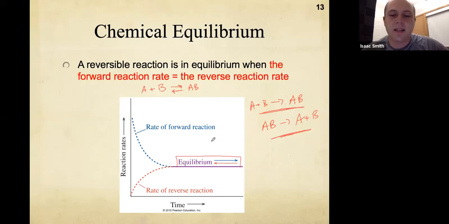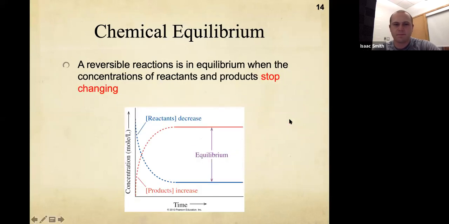It doesn't mean that the amount of A and AB are equal. It just means that the rate at which AB is created and the rate at which AB decomposes is the same, okay? We'll get to that a little in this next slide.